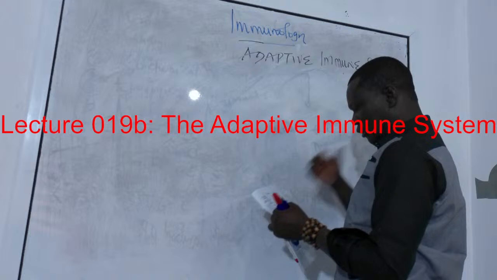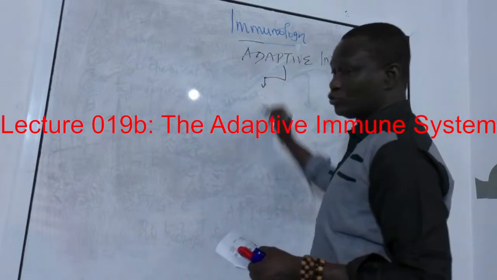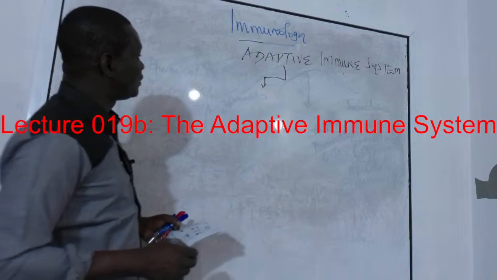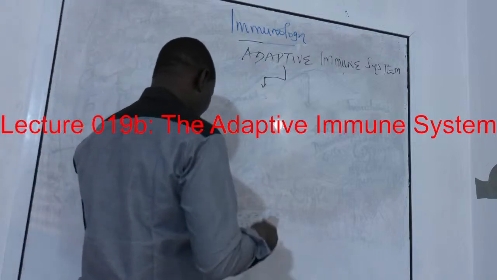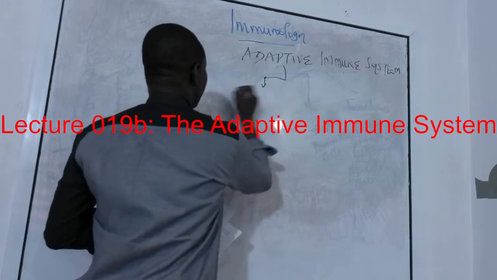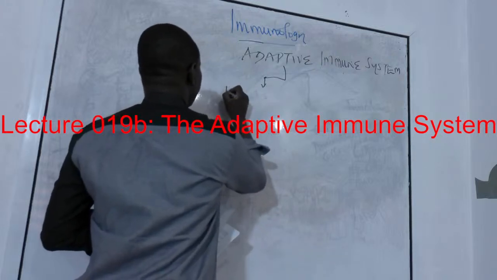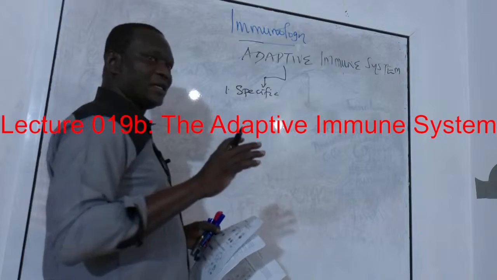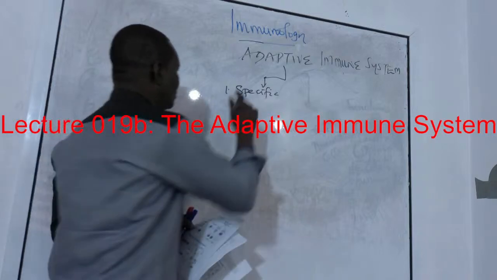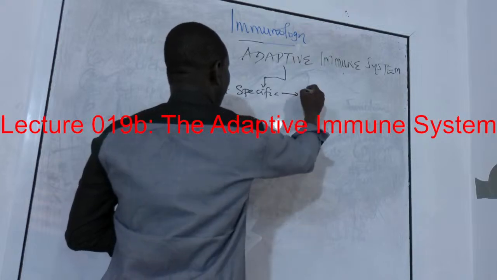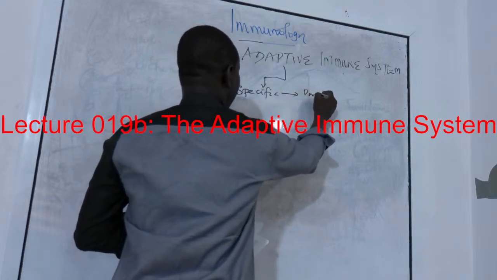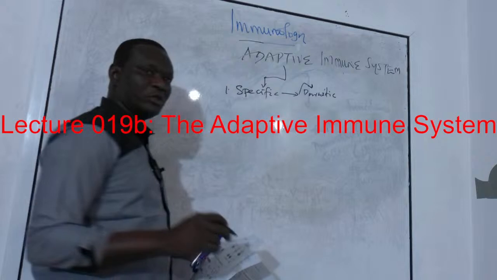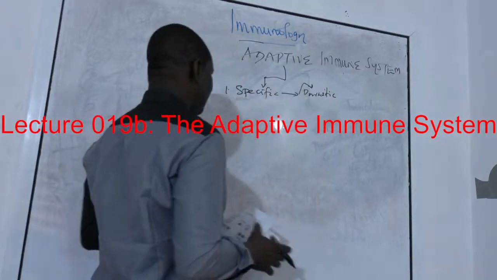Last time, in the first lecture, we were able to look at some key features or characteristics of the adaptive immune system. That was when we looked at the adaptive immune system as being very specific. It is highly specific. It is going to target the specific antigen. For example, if it is a parasitic infection, the adaptive immune system will make sure that the response is meant specifically for parasitic clearance.